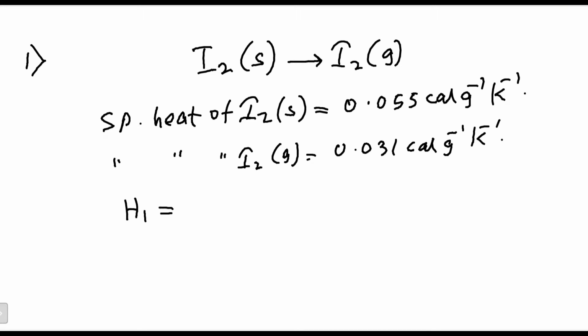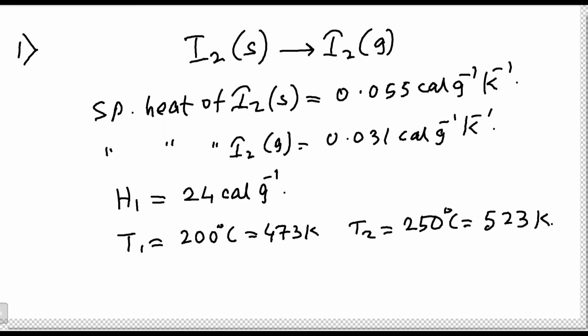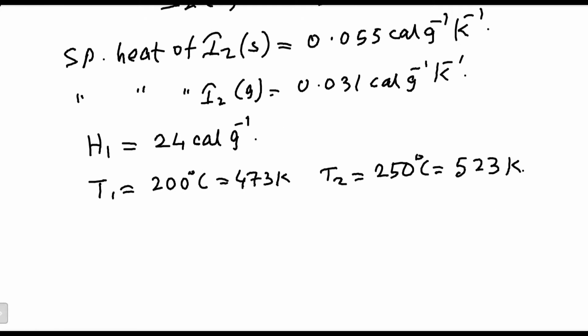Now T1, the temperature, is given as 200 degrees Celsius, which is equal to 473 Kelvin. And T2 is given as 250 degrees Celsius, that is 273 plus 250, equal to 523 Kelvin. So these are the information provided. We have to find the enthalpy of sublimation of iodine vapor, that is the H2 value.